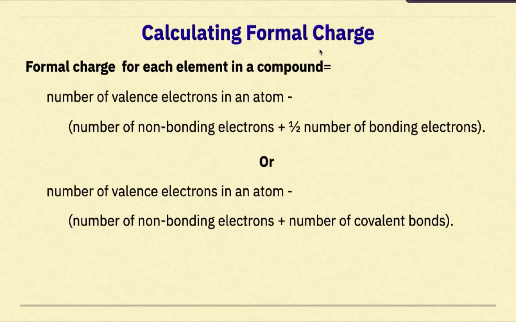Calculating formal charges. There are basically two approaches you can take. The first is taking the number of valence electrons in an atom and subtracting from that the number of non-bonding electrons plus half of the number of bonding electrons. Another way to visualize this is the number of valence electrons in an atom minus the number of non-bonding electrons plus the number of covalent bonds that atom is bonded to. Let me show you a few examples.